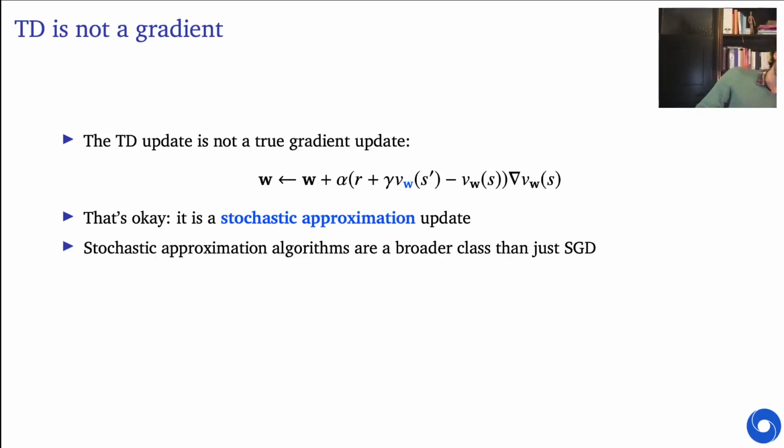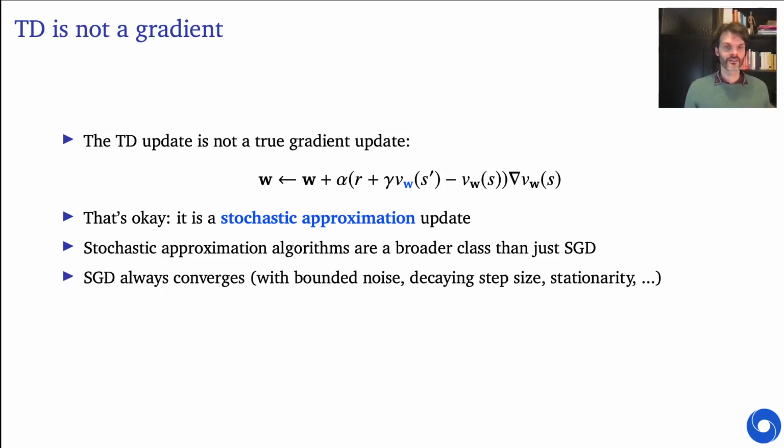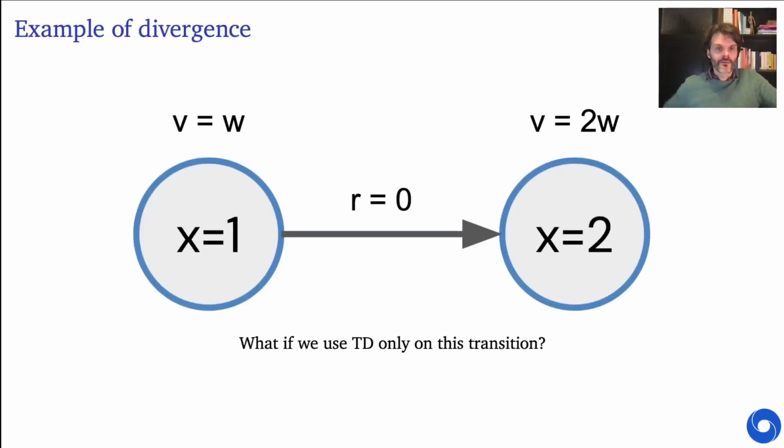So stochastic approximation algorithms are a broader class, and there are specific conditions under which these do converge. Stochastic gradient descent always converges under fairly light assumptions, such as that the noise is bounded, the step size decays, and your data is stationary, and so on. But temporal difference learning does not. And now I'm going to show you an example in which it doesn't. So this is an example of divergence of temporal difference learning, where we have two states.